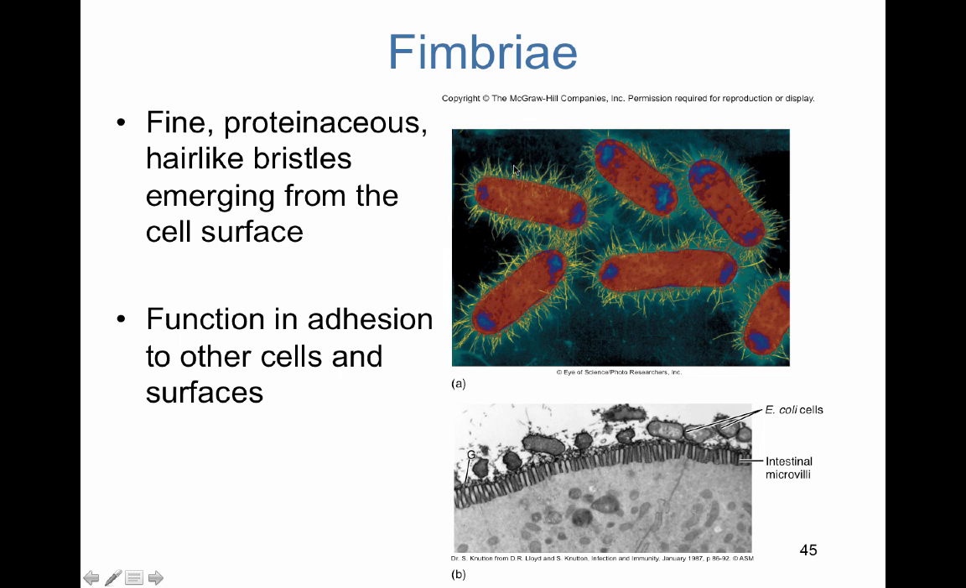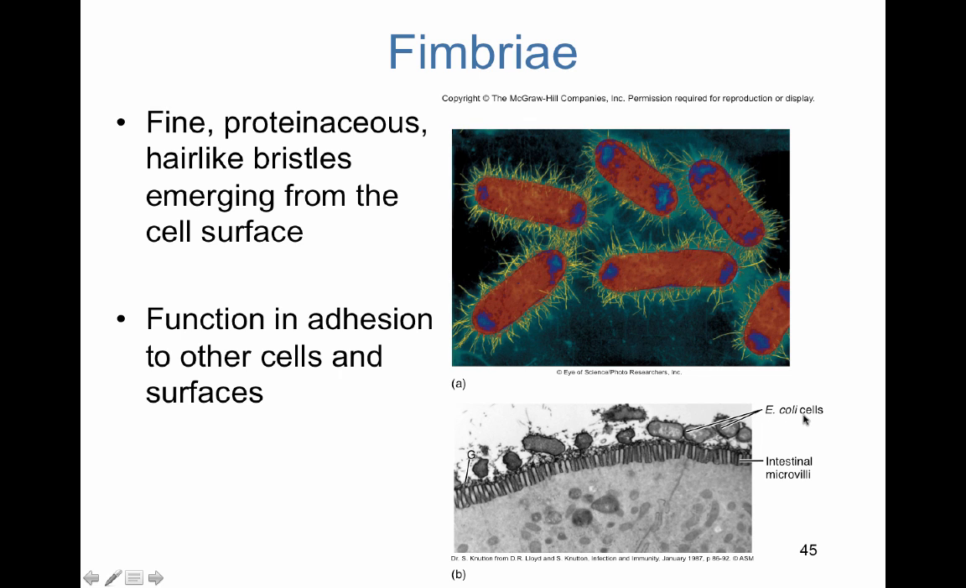Now, those fimbriae that are potentially all over the surface of a prokaryote or a bacterial cell, these guys are very fine. They're made up of protein. So they're fine, proteinaceous, hair-like bristles emerging from the surface of the cell. And they can serve as what I'm going to call a virulence or a pathogenic factor. Now, a virulence factor allows the cells to cause disease, and virulence factors can increase the ability of a particular pathogen to cause disease.